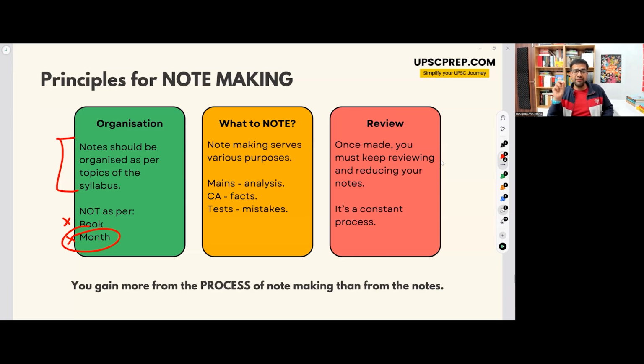Why? I'll tell you with a very simple example. For example, February 5th ko, you had a news item for the Israel-Hamas war. Then February 27th ko, you again had a news item for this. Now, when I want to revise this topic, I will have to revise the entire book to be able to revise Israel-Hamas. Maybe I did not want to waste that amount of time just revising one topic, right?